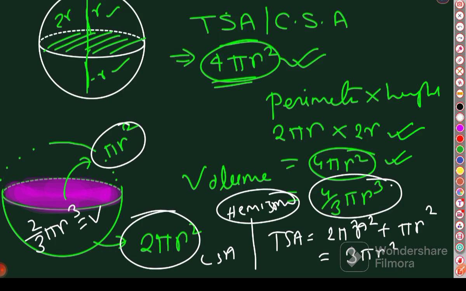So the volume of the hemisphere will be exactly half of the volume of the sphere, that is half of 4 third pi r cube, that is 2 third pi r cube. There is no change. But in case of total surface, it will be 2 pi r square plus pi r square, because this extra surface is coming in, right? So that is why 3 pi r square. All right, this is all about volume and surface area.